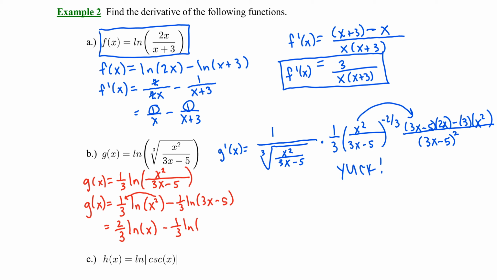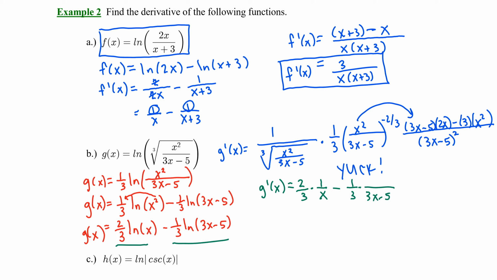And then watch how simple our differentiation is going to be. So here's our expanded function. Now I'm going to actually differentiate. So we're moving on to the calculus part, right? Differentiating term by term, the derivative here is going to be 2/3 times the derivative of natural log of x, which is just 1/x, minus 1/3 times, for this second term, we're putting the 3x minus 5 in the denominator and the derivative of that argument in the numerator.